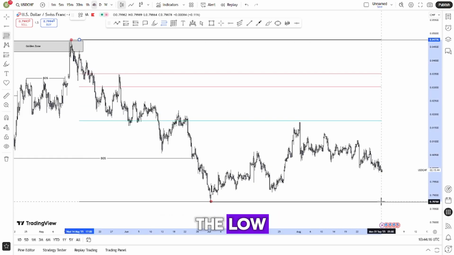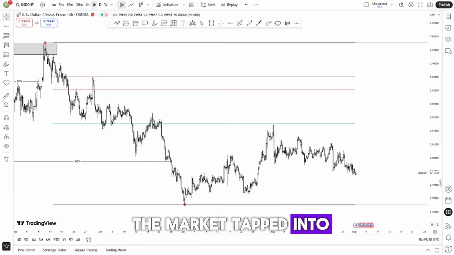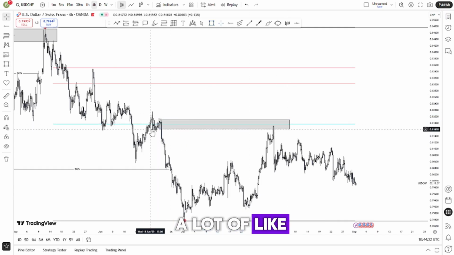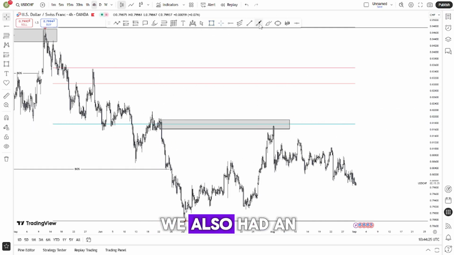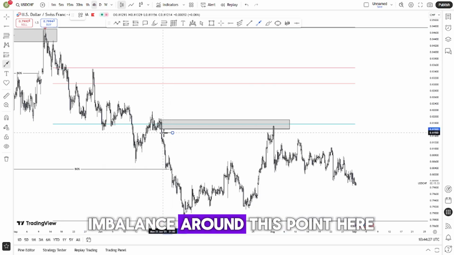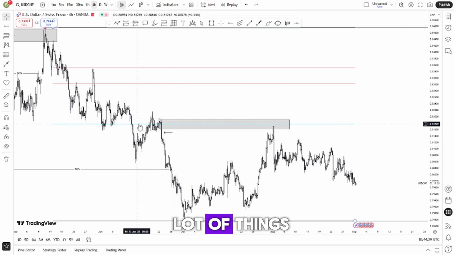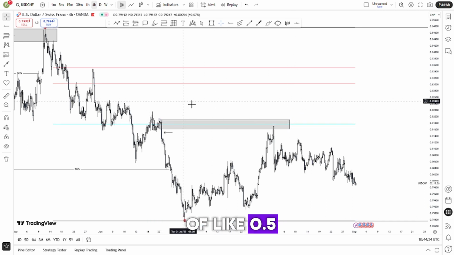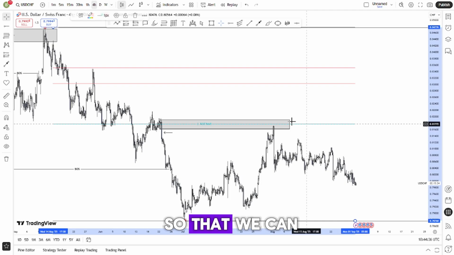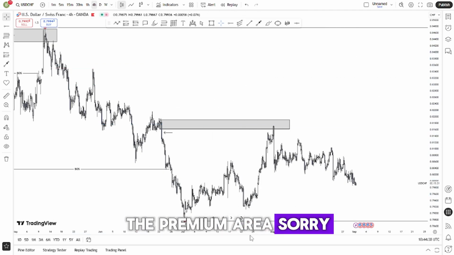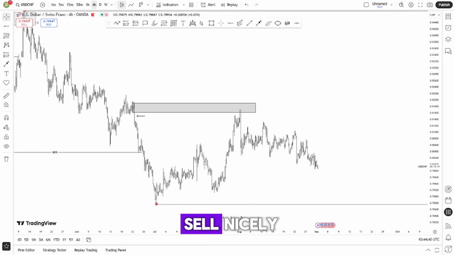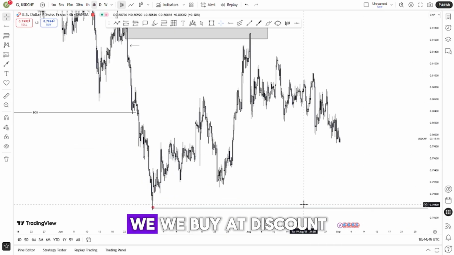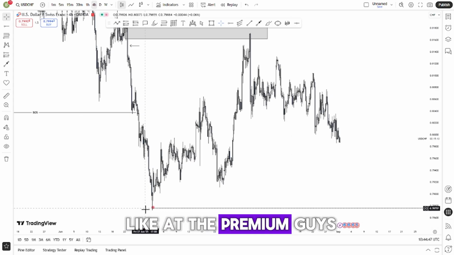From the high to the low, as you can see, the market tapped into this area here, just because there was a lot of volume around here. As you can see, we also had an imbalance around this point here, so that confirmed a lot of things, even though we didn't tap into that area of 0.5 or the discounted area, so that we can sell nicely. The premium area, sorry about that, guys, so that we can sell nicely. Around this point, we buy at discount and then we sell at the premium, guys.